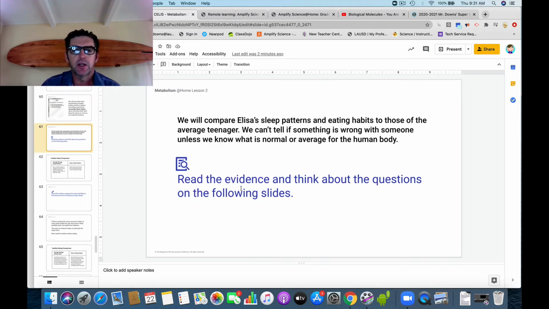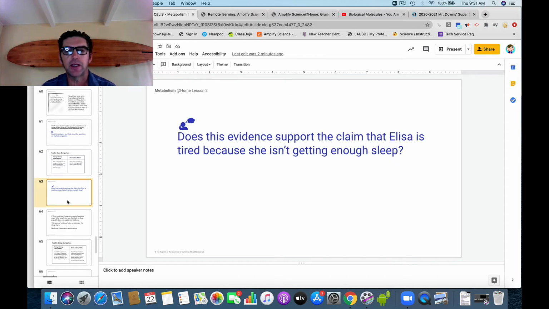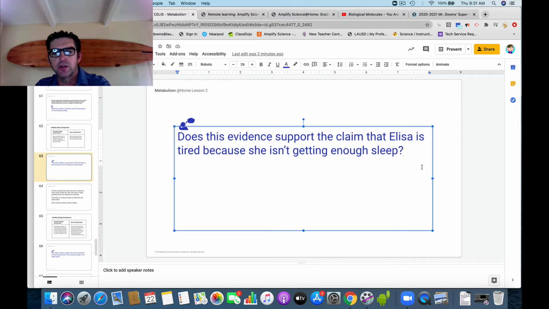So you come down here, read the evidence in the link, and that's directions. Don't worry about that. Here is the evidence for healthy sleep. I want you to read and compare those two. Does she fit with average teenage sleep patterns? And then this we are going to answer. Does this evidence support the claim that Alyssa is tired because she isn't getting enough sleep? Answer this today. Let's answer it right now. One to two sentences is enough. Go ahead and do that now.